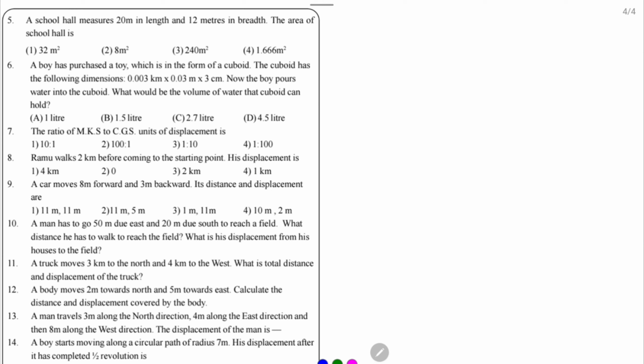Okay, now let's solve question number 5, which is given as: a school hall measures 20 meter in length. Let me write what is given here. Length is 20 meter and breadth B is 12 meter. Then we need to calculate the area of the school hall. We know the formula to calculate area. Area is equal to length into breadth, as it is a rectangle.